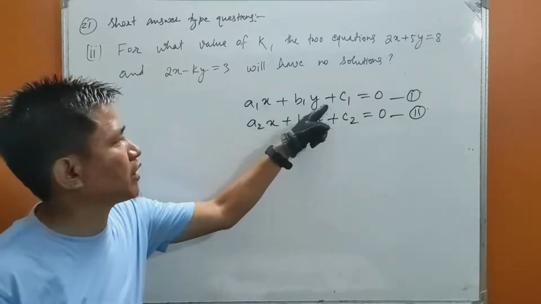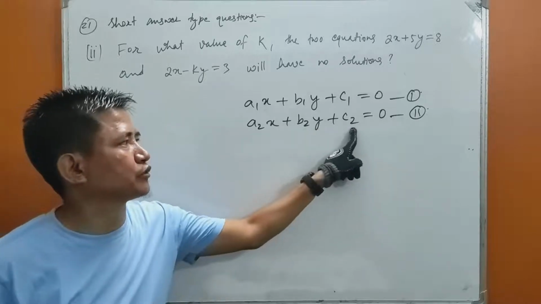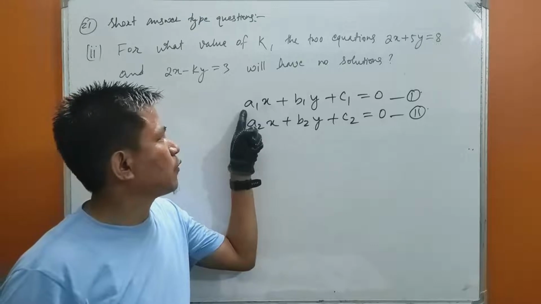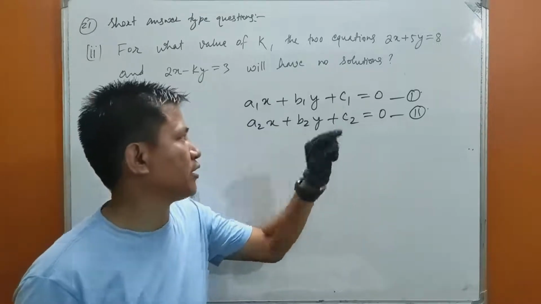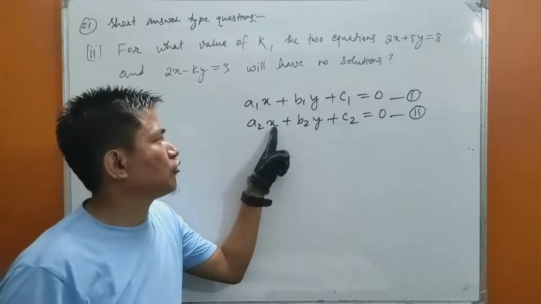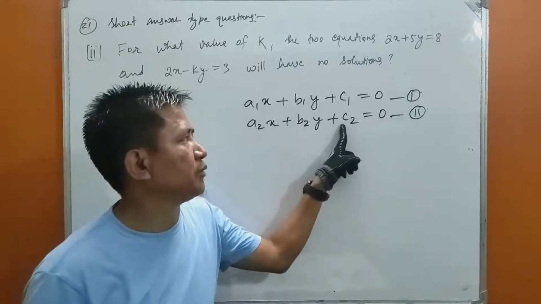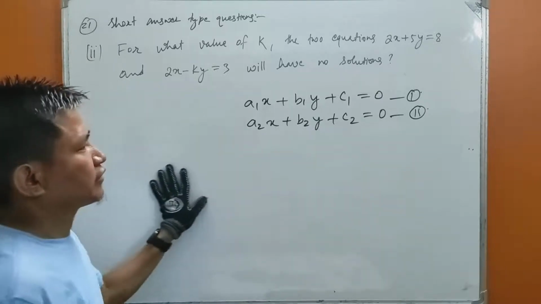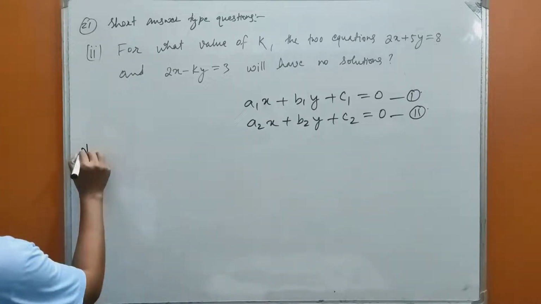a1x plus b1y plus c1 equal to 0, equation 1, and a2x plus b2y plus c2 equal to 0, equation 2. In equation 1, the coefficient of x is a1, the coefficient of y is b1, and c1 is the constant term. In equation 2, the coefficient of x is a2, the coefficient of y is b2, and c2 is the constant term. These two are the simultaneous equations, isn't it?